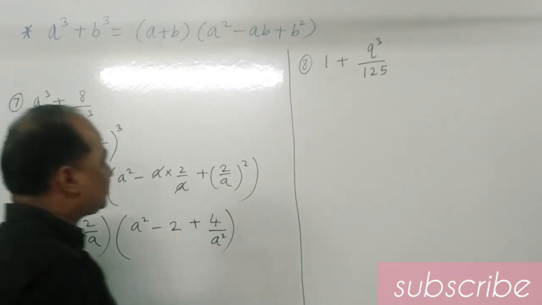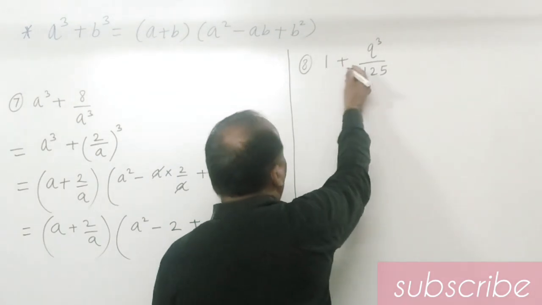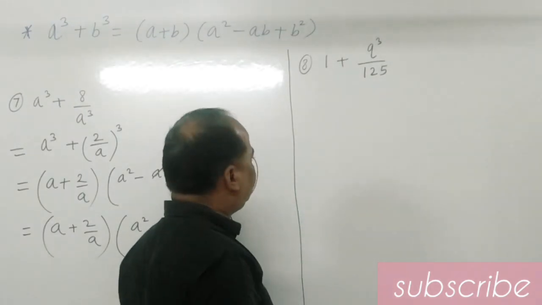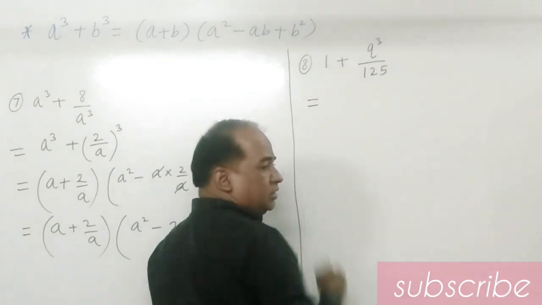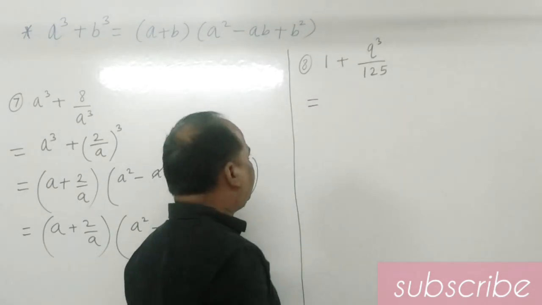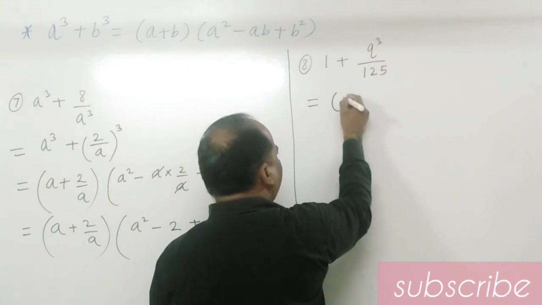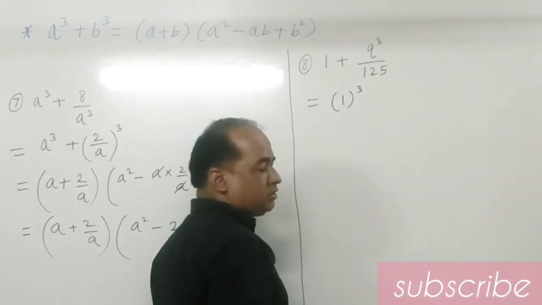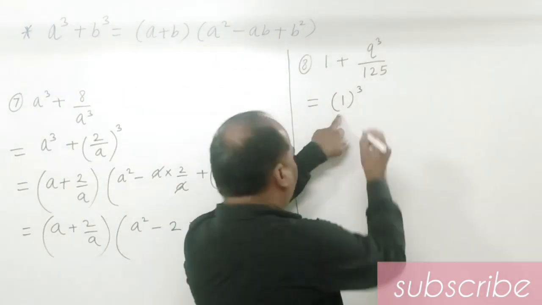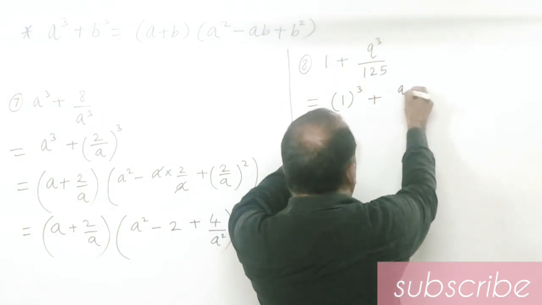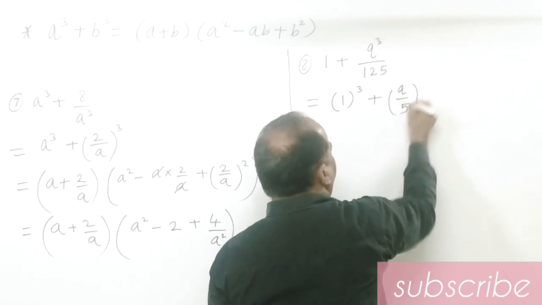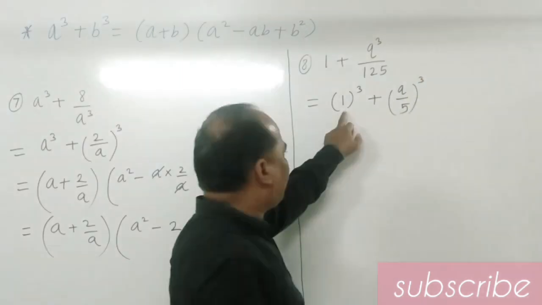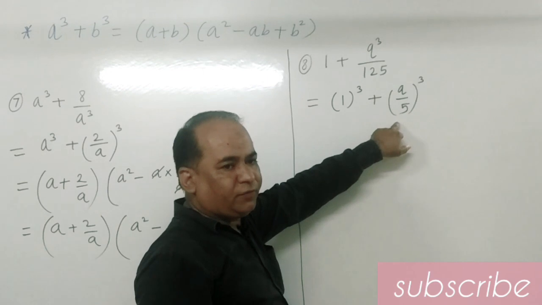Next, last example, 1 plus q cube upon 125. So now first, 1 is the cube of 1. So 1 cube is 1. So a is equal to 1. And here second b cube, 125 is the cube of 5 bracket cube. So here a is equal to 1 and b is equal to q upon 5.